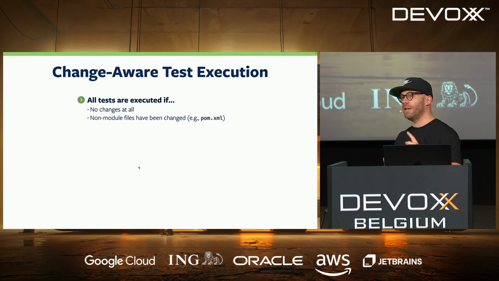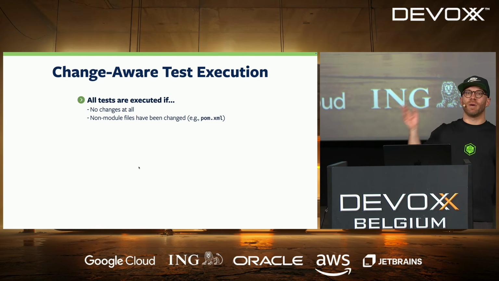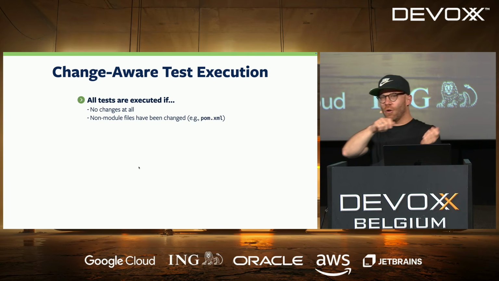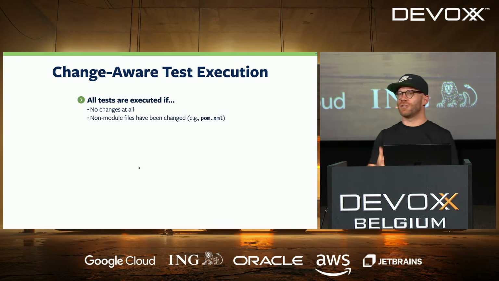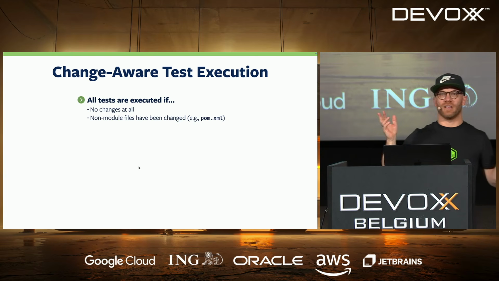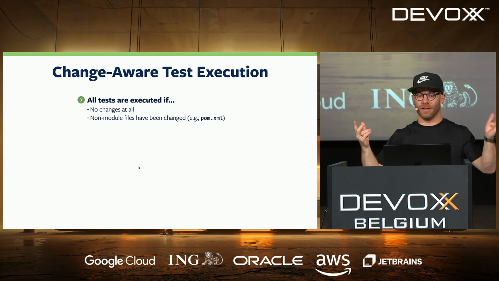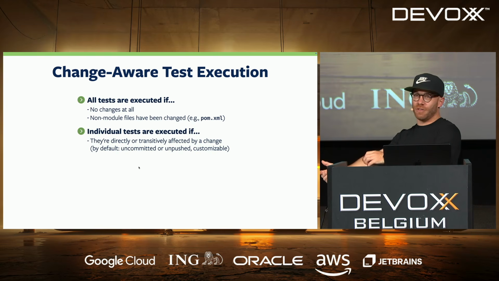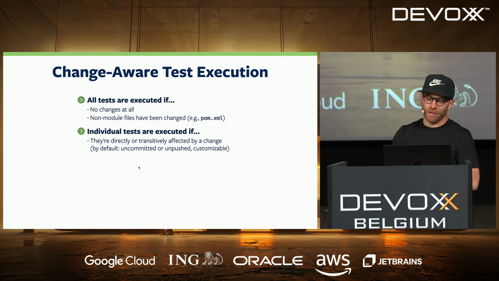If you change anything about the code base that we cannot actually reason about belonging to a certain module, so if you change a dependency in your POM XML, then we run all the tests because we don't know what you did, right? As I said, tests are only executed if they're either directly or indirectly affected by a change you made to the code base.